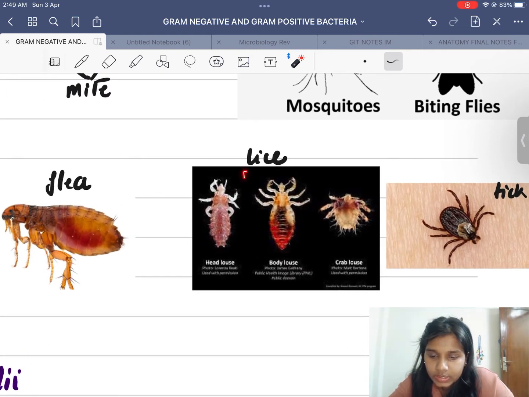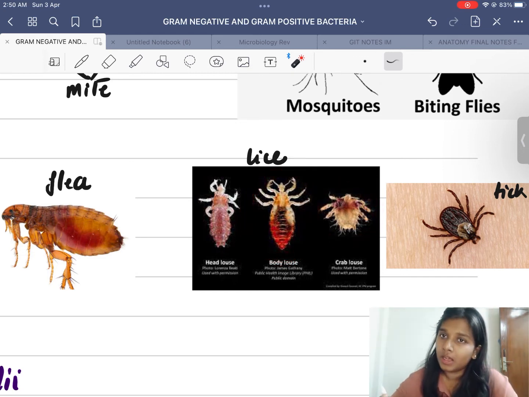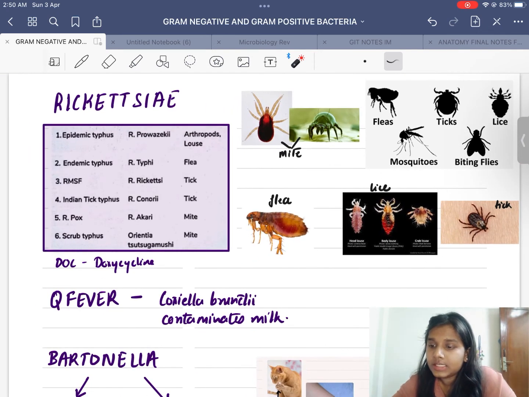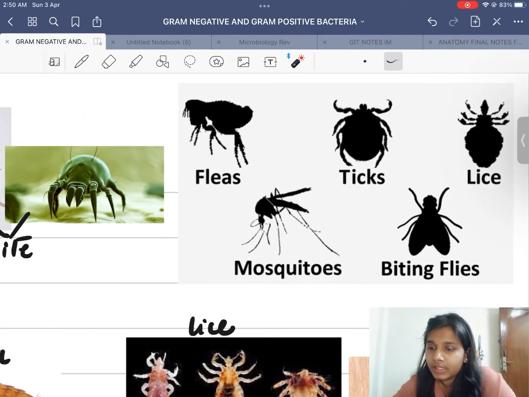So what do you see here? This is an example of the head louse, body louse, and this is the crab louse. Crab louse basically is related to the pubic region. So these are the diagrams for lice. This is how a tick looks. How do you differentiate? Look at the feet. The feet of the tick come out from the body of the tick, and look at the lice: the feet of the lice are mainly from the upper part of its body.